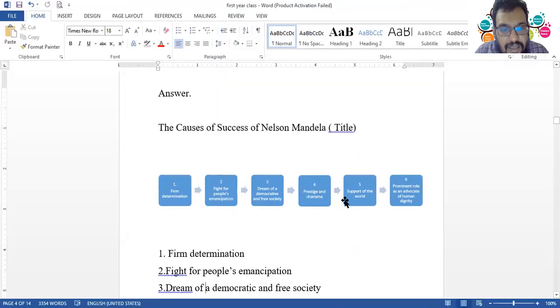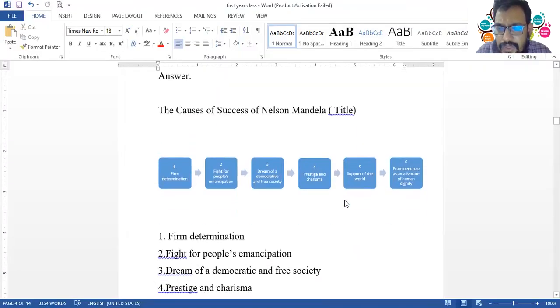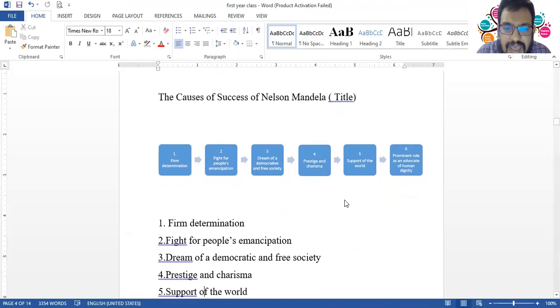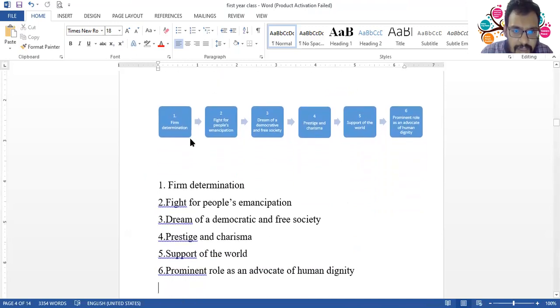Now, as we discussed earlier, the passage was about Mandela, and the question was to find out the causes of success of Nelson Mandela. Here is a model answer. We have to write in this way. The numbers are there, arrows are there, 6 boxes. The first one is done by the question setters, but we have to mention it because it is a diagram.